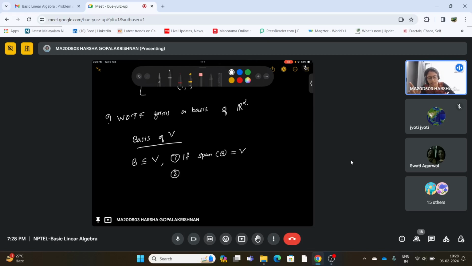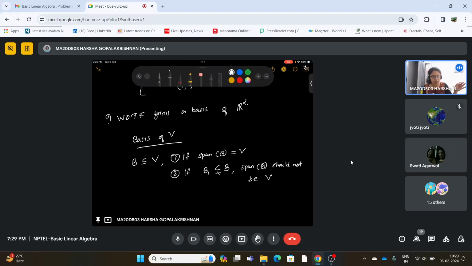And the second condition is, if B1 is a proper subset of B, if I am taking some subset of B, then the span of B1 should not be V. That means it should be something inside V; it should not span the full V. That means every element in B is essential to form V. If we remove even one element from B, then the remaining elements cannot span the whole V. That is the concept of basis.